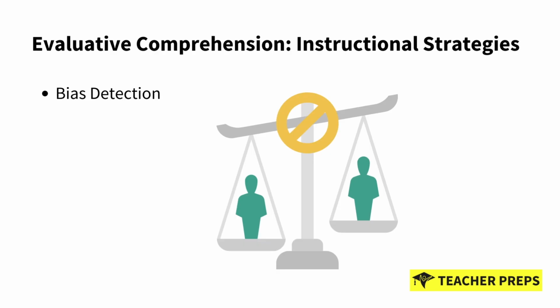Furthermore, teaching and modeling strategies that you'll want to know for your exam could be bias detection by using texts with clear biases and having students identify them. We can ask the student why the author might have this bias and how it might affect the text or the characters inside the text.